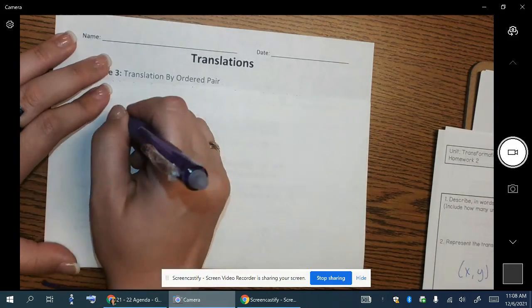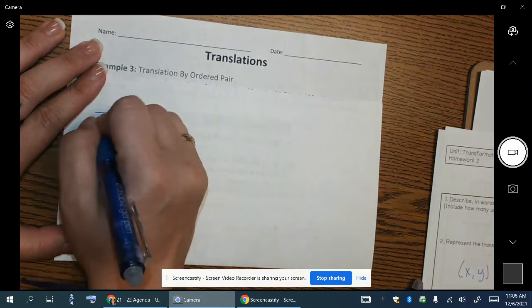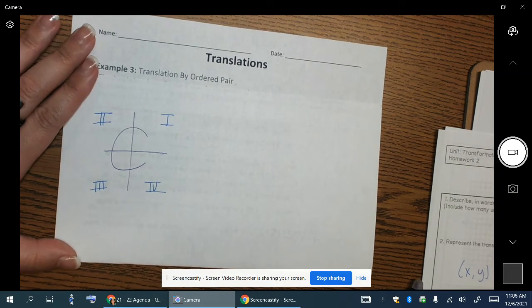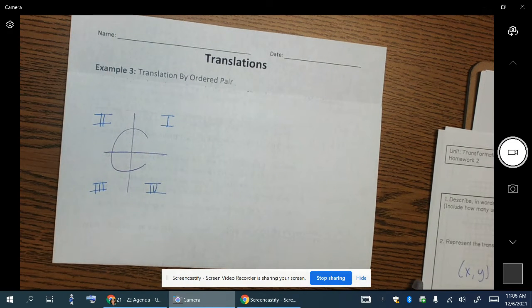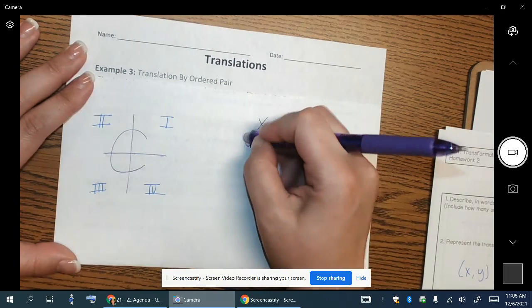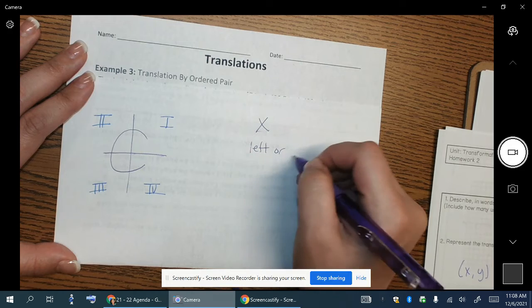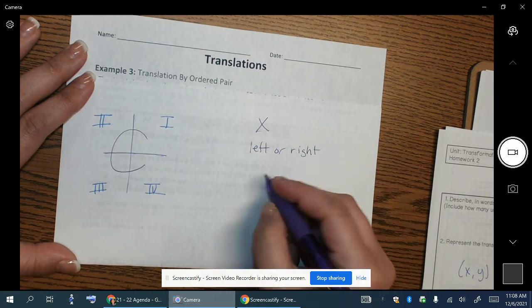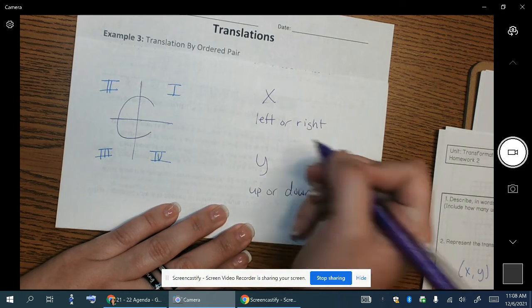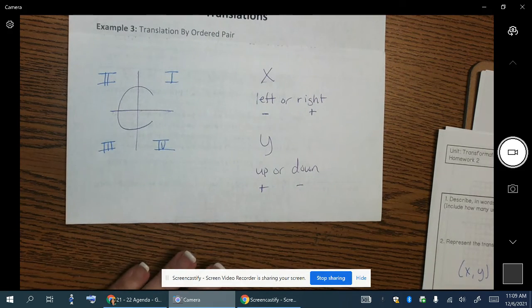One last thing. I'm going to remind you here, this C, put a coordinate. 1, 2, 3, 4. And then there's one other word. Well, this is a good place. I'm going to remind you that X is either going to be left or right, and Y is going to be up or down. Okay, so this is just a quick reminder.